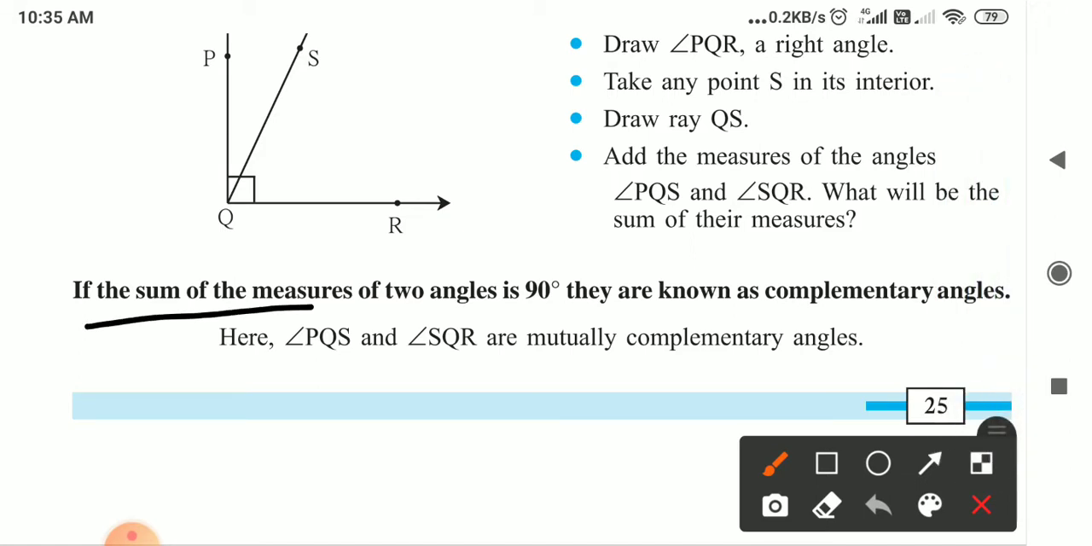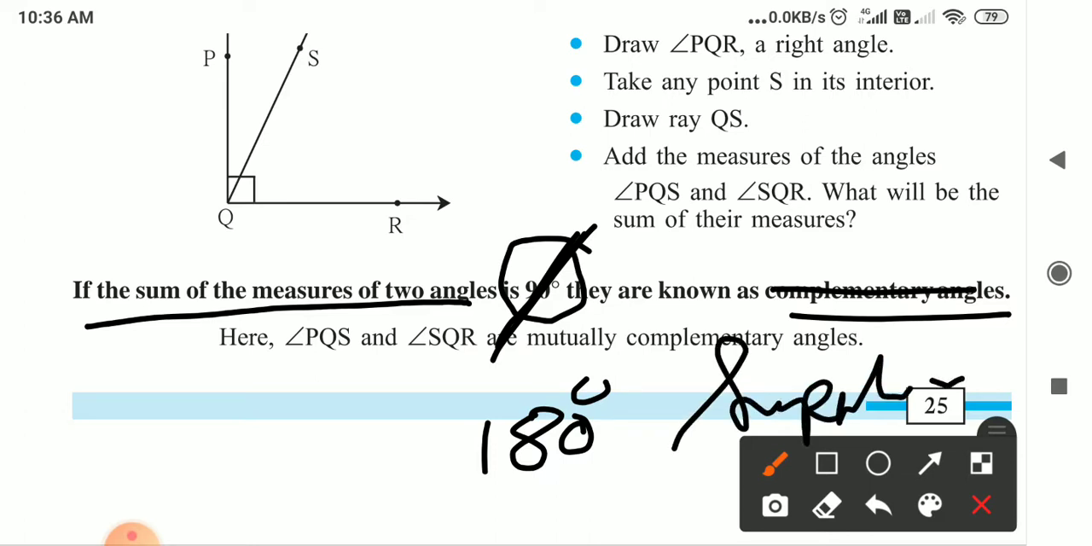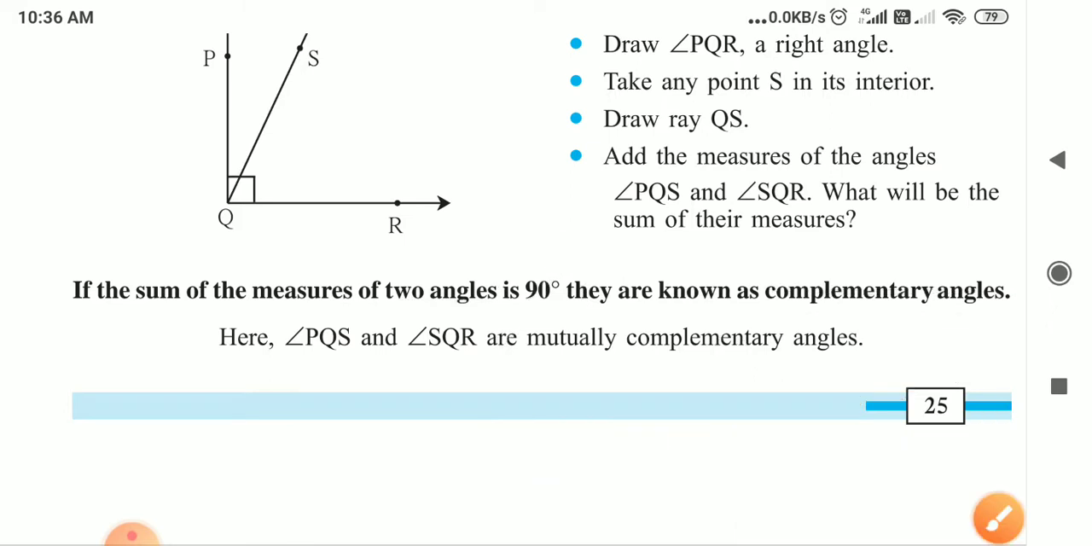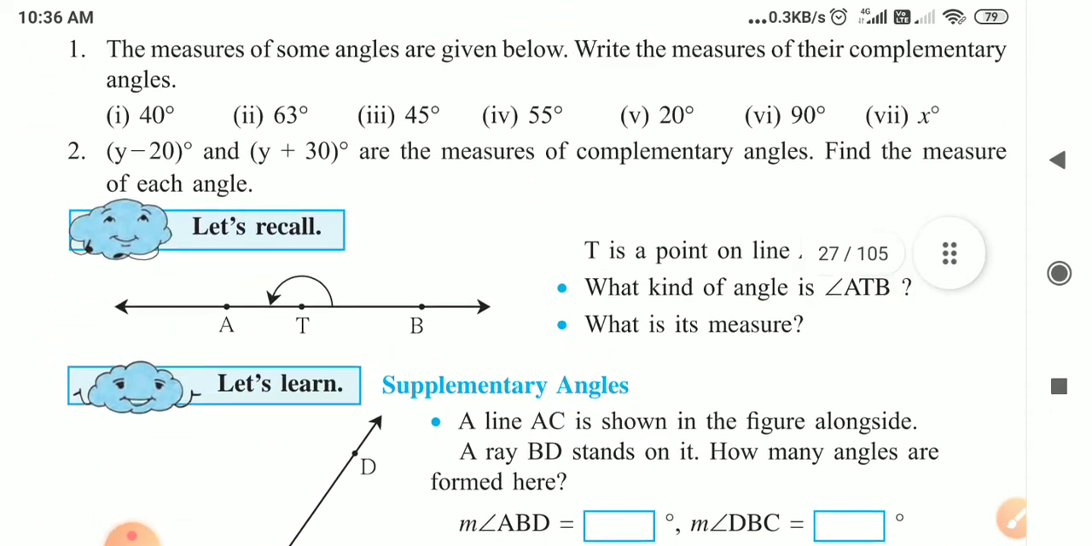If the sum of measures of two angles is 90 degrees, then it is called a complementary angle. Now, there is a little change in this definition. If the sum of measures of two angles is 180 degrees, then the angles are known as supplementary angles. So that is the definition.